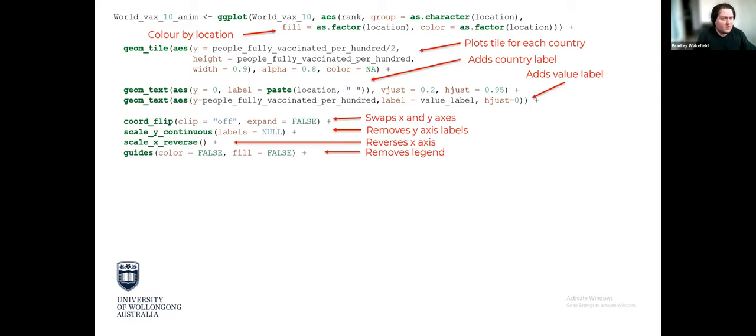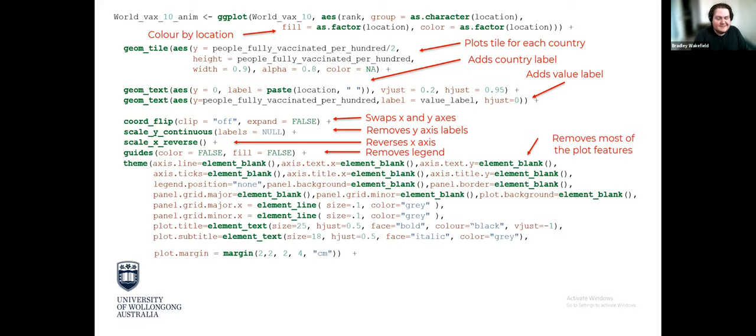I'm going to remove my y-axis labels. I'm going to reverse my x-axis so that one is now at the top, and then it goes 1, 2, 3, 4, 5, 6. So our highest vaccinated is at the top, and it then works our way down. And I'm going to remove my legend because we can see we've labeled it correctly using this geom text. We don't need a legend to tell us what color matches what.